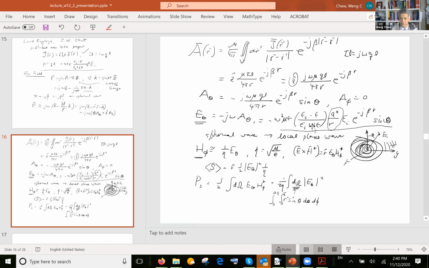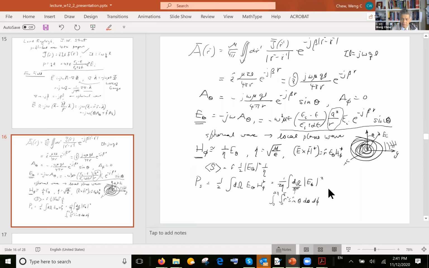Because in the far field, we have plane wave physics. The H field is linearly proportional to the E field. So the power will be proportional to E theta squared or H phi squared. And if you look at the power, the Poynting vector, it has to be proportional to 1 over r squared. So the power has to diminish at the rate of 1 over r squared.